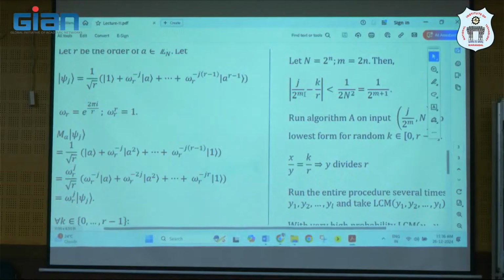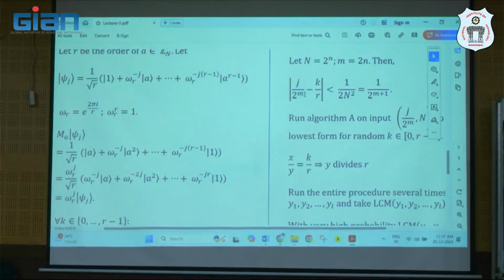So omega r to the r: this r and r will cancel, you get e to the 2 pi i, and e to the 2 pi i is 1. So this is correct. Omega r is the rth root of unity. Good. Now you have psi j, which is 1 over square root r, ket 1 plus omega r to the minus j ket a.